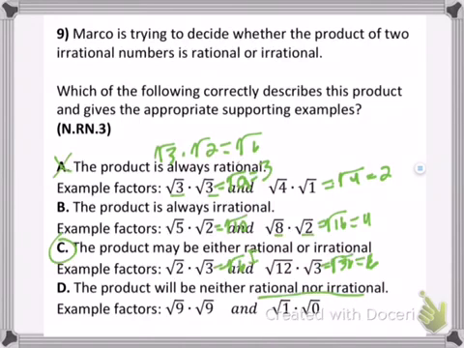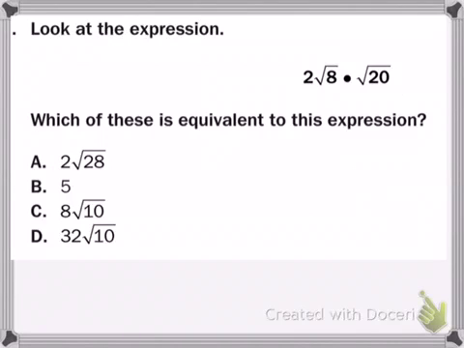Alright. Look at this expression. 2 on radical 8 times radical 20. Which of the following is equivalent to this expression? So 2 on the square root of 8. 4 on the radical of 2. Radical of 4 gives me 2. 4 on the radical of 2.